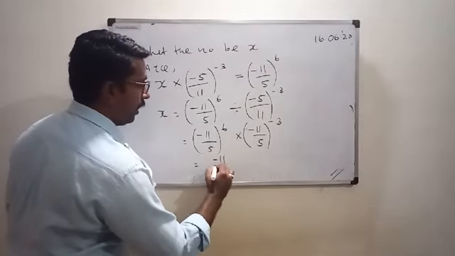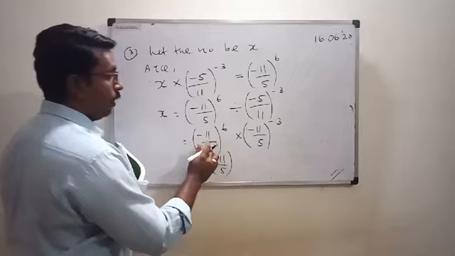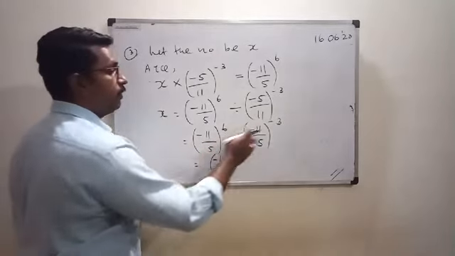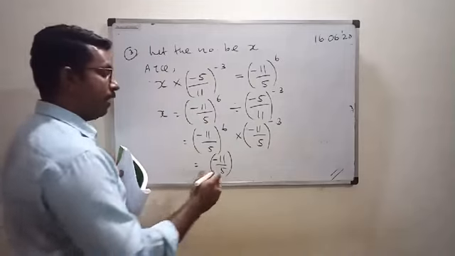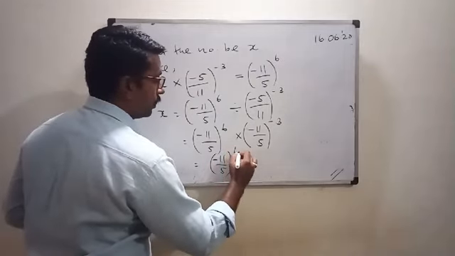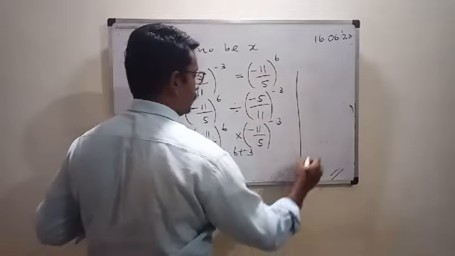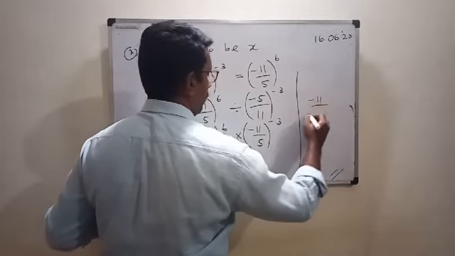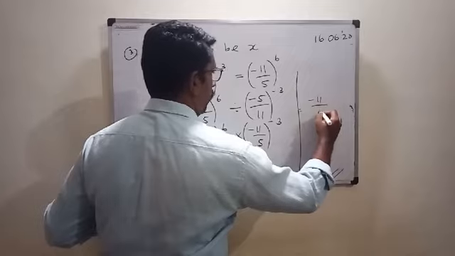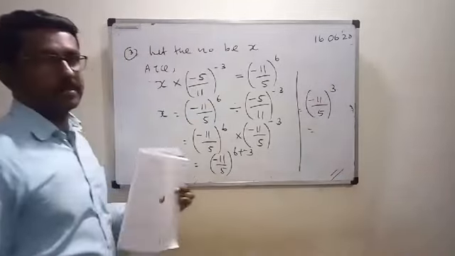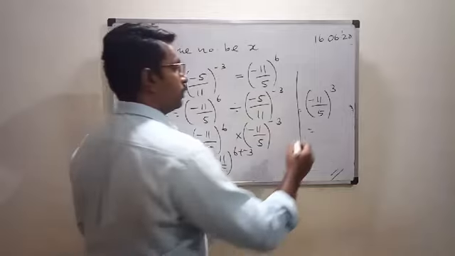Minus 11 upon 5 is a common base. And which law do we apply? We apply the product law: 6 plus minus 3. We add the powers. So what is the answer you get? Minus 11 upon 5 to the power 3. This is the answer.